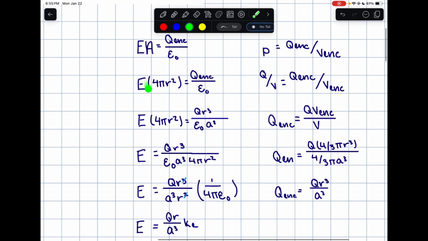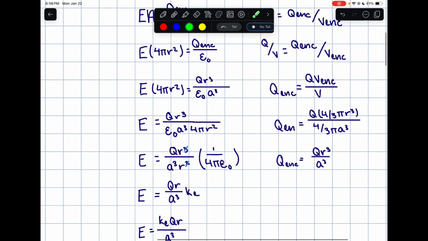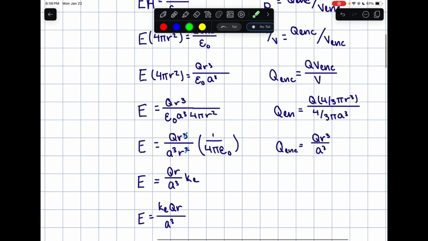Now, we can take this and plug it back into our equation. We can also substitute in the area of a sphere, which is 4 pi r squared. So now we get down to this line: E times the area, 4 pi r squared, is equal to the charge, r cubed, over epsilon naught times a cubed. From there, we can divide to get the electric field alone.